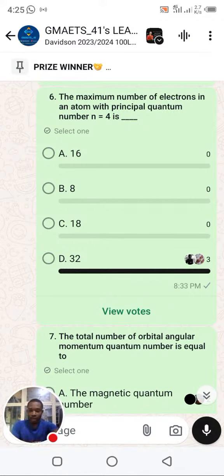Alright, so the correct answer is 32, like I said. All you have to do is square that 4, which is n squared, you get 16, then multiply by 2. The correct answer is D.